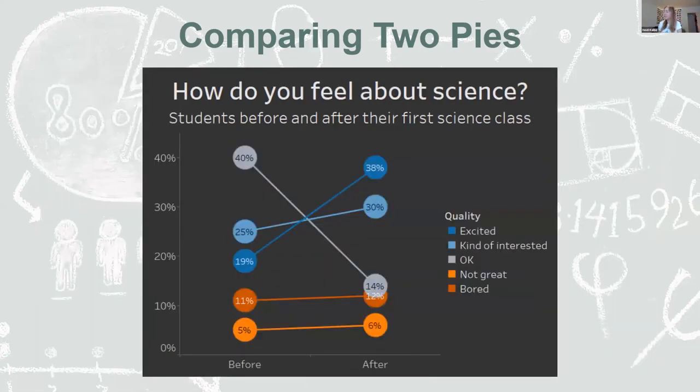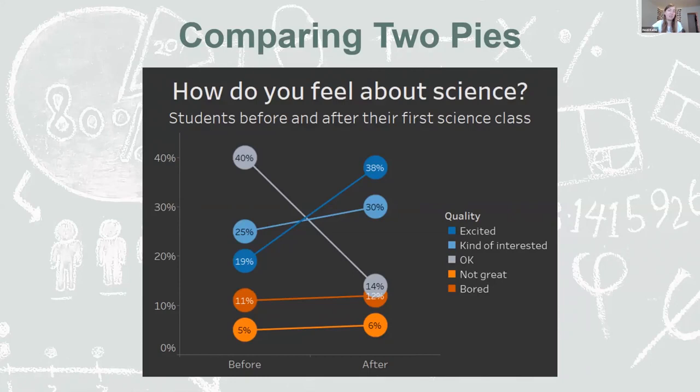So what we could do instead is use a slope chart. This shows best the development of individual replies. And we can see that overall students are better informed after their first science class. So fewer people are only okay. Those probably just didn't know what to think about science before. And many got more excited about science, but also some, now knowing more about science, could reconfirm that they're just not that into it.